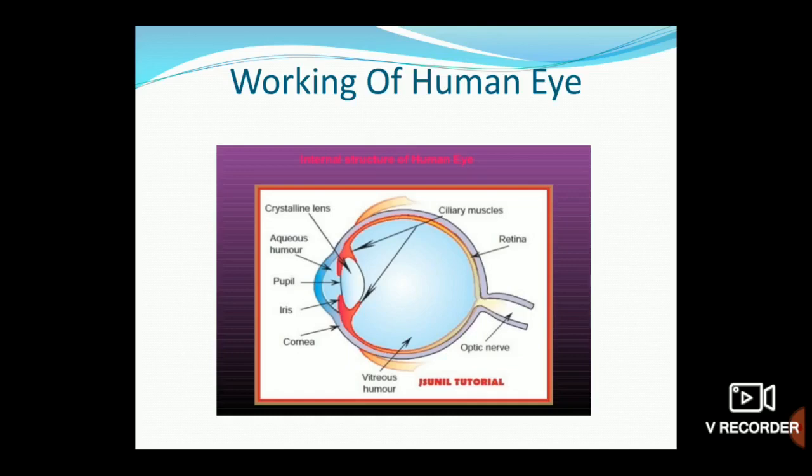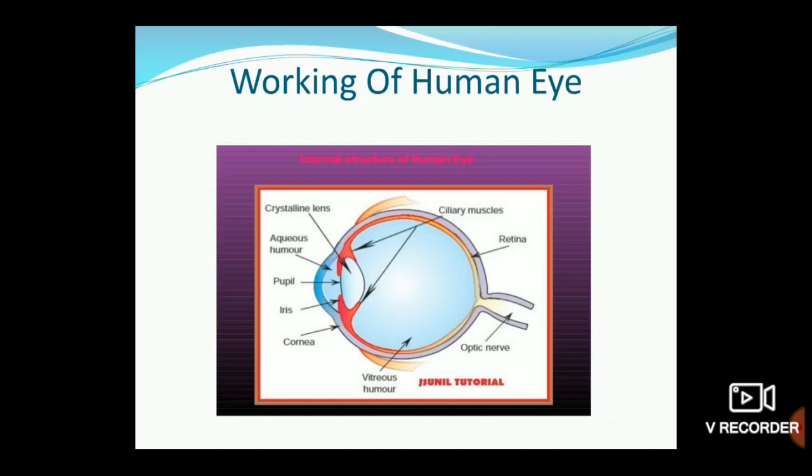The eye lens helps to focus the image of objects on the retina. The ciliary muscles help to change the curvature of the lens and to change its focal length. So how does it happen? Let me tell you by giving an example. Suppose the object is far away from the eyes. There the ciliary muscles get relaxed, the focal length increases and the eye lens becomes thinner, and then the person is able to see the objects.